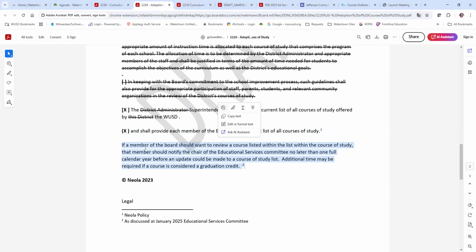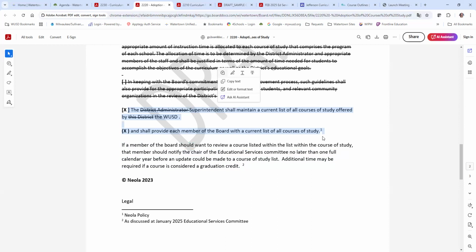Additional time may be required if a course is considered a graduation credit. So footnote 2, where I've highlighted here, was an attempt to document what we had spoken about last month during our Ed Services Committee. What this policy is stating is, rather than providing you the course book, which is more student-facing and parent-facing, we would be providing you a list of the courses of study.